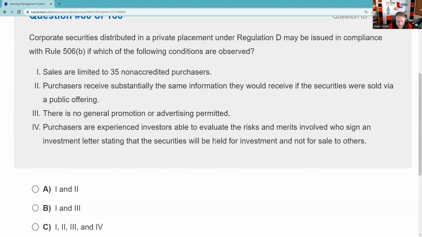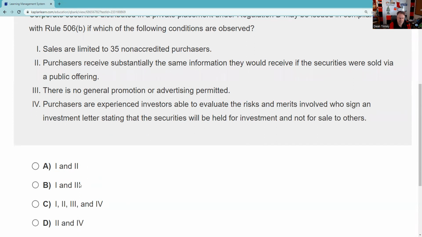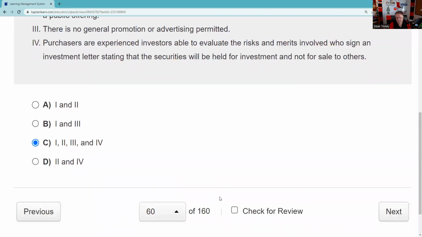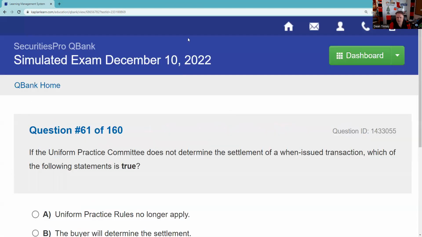Purchasers are experienced investors and able to evaluate the risk. So what we're saying is those 35 non-accredited investors aren't Joe Sixpack, aren't retail investors, right? So it's 1, 2, 3, and 4. Let me see what my D choice is. Yeah. Boom. Question 61.